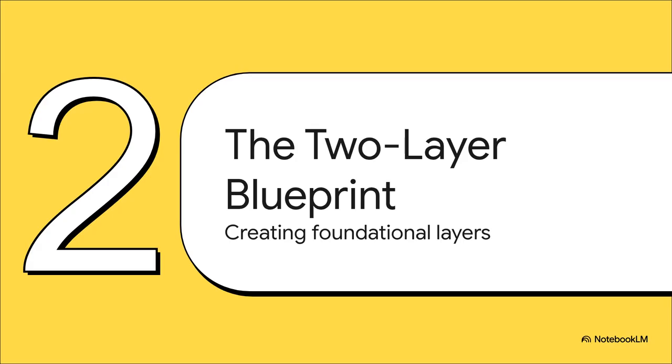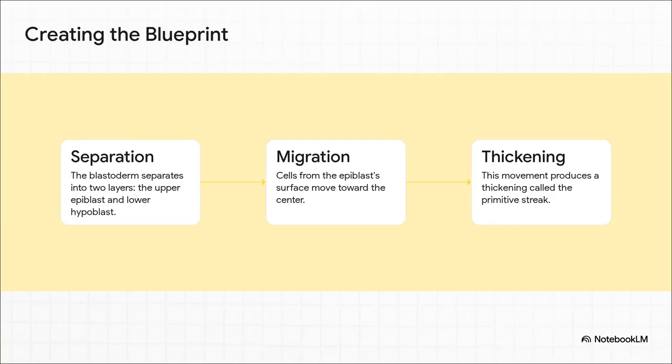Okay, so the embryo has its construction zone, that flat blastoderm. Now it's time to drop a blueprint. This next phase is all about organizing that flat disk into a couple of really fundamental layers. And it starts off pretty simply. First, that blastoderm splits into 2 sheets. You get an upper layer called the epiblast and a lower one, the hypoblast.